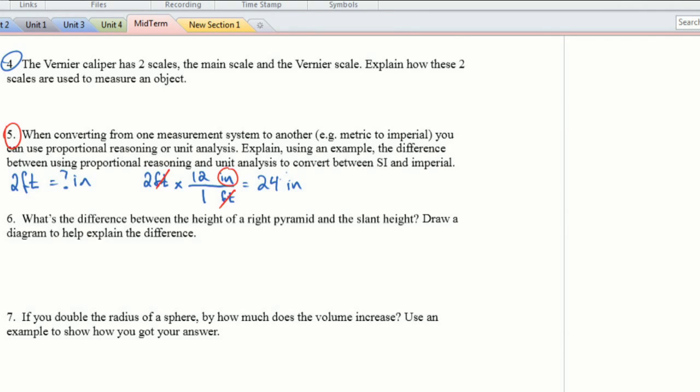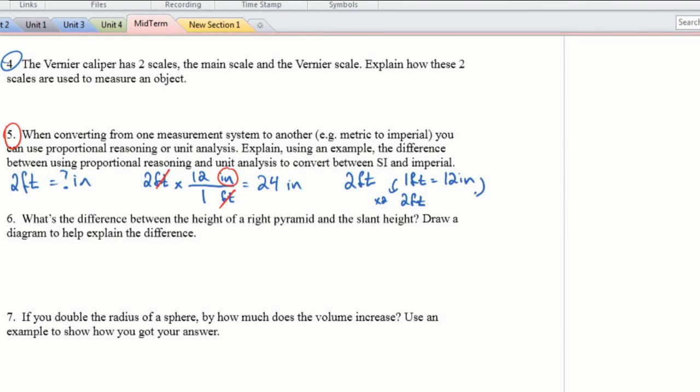The other one is proportional reasoning. Honestly, I never really use this one, so I'm not super confident with it, but I know the relationship between feet and inches is 1 foot is 12 inches. So I have 2 feet. How did I get from 1 foot to 2 feet? Well, I just multiplied it by 2.